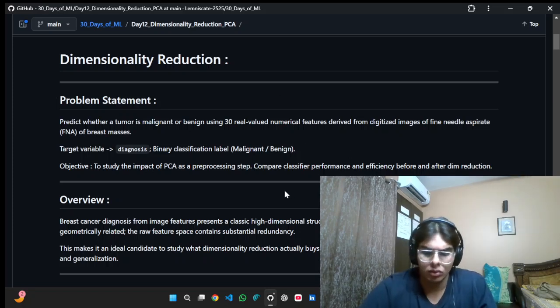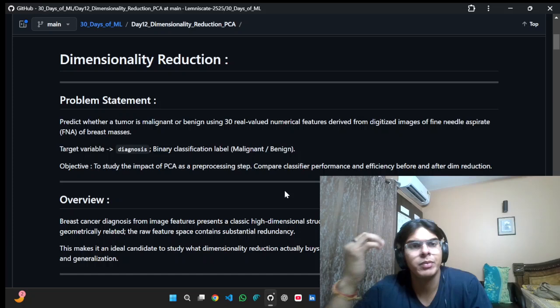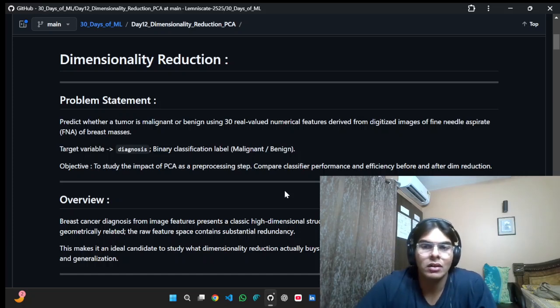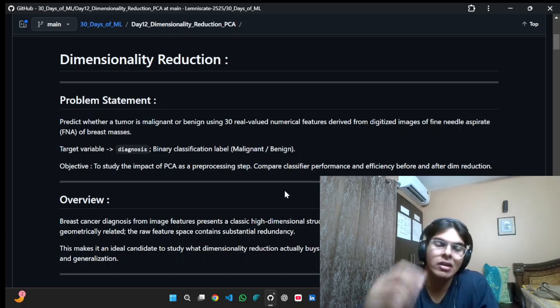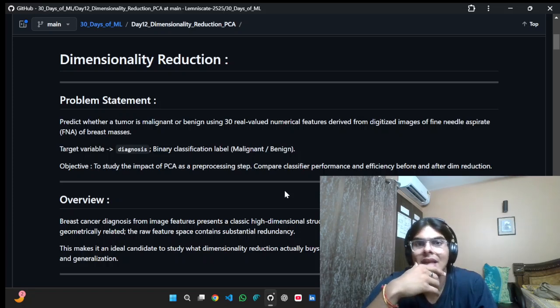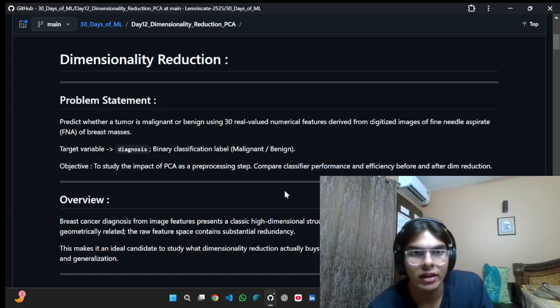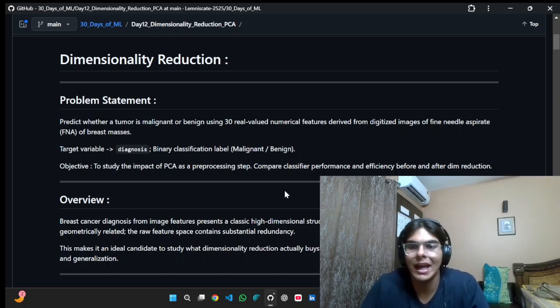Okay. So basically the agenda for today is pretty simple. We are implementing dimensionality reduction on a real-time data set. We have got the breast cancer classification problem right here. We have built this model before as well, but the model building here is not really the point. Our primary agenda here is to study the effect of PCA, which is basically reducing the dimensionality of the data set.